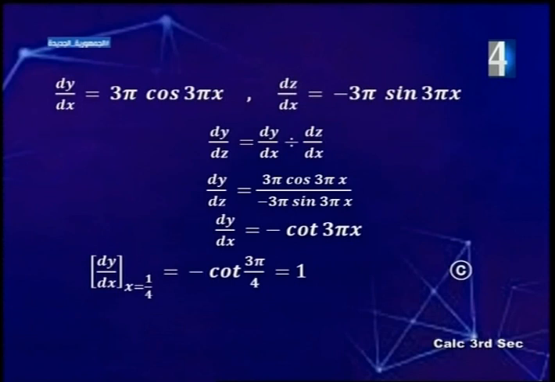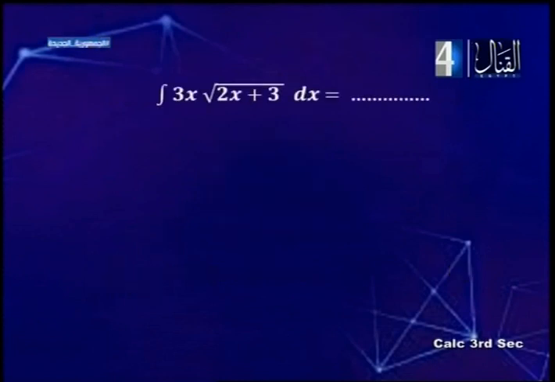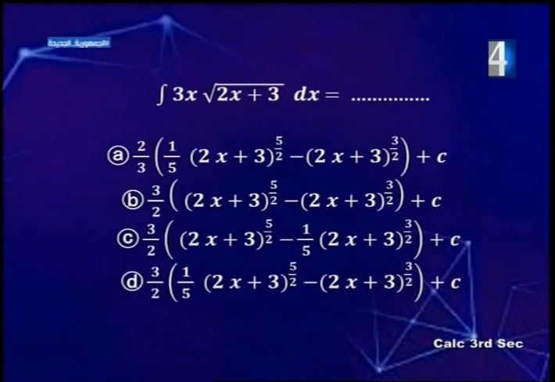Another example: the integration of 3x multiplied by the square root of (2x plus 3) dx equals: 2 over 3 multiplied by 1 over 5 multiplied by (2x plus 3) to the power 5 over 2, minus (2x plus 3) to the power 3 over 2, plus constant c. Or letter B: 3 over 2 multiplied by (2x plus 3) to the power 5 over 2, minus (2x plus 3) to the power 3 over 2, plus constant c.